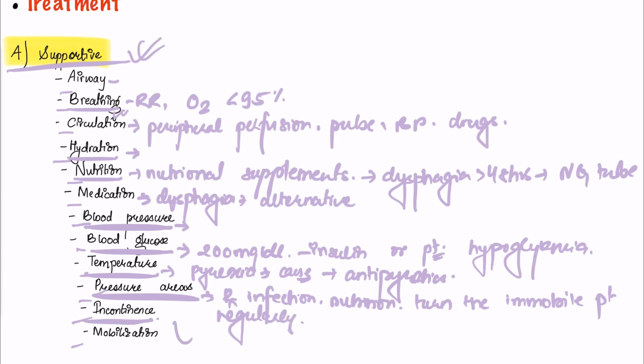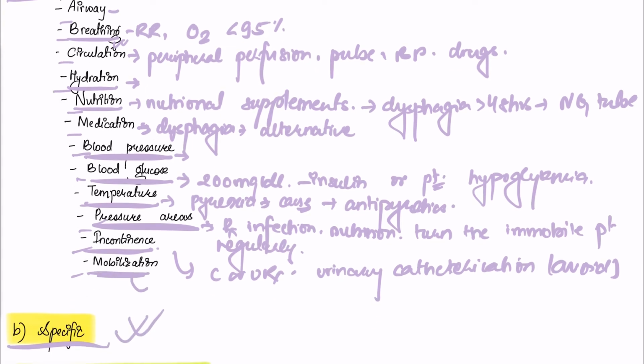In incontinence, we need to check the patient for any constipation or urinary retention and treat appropriately. We should avoid urinary catheterization unless the patient is in acute urinary retention or incontinence is threatening the pressure areas. And mobilization. The patient should avoid bed rest.